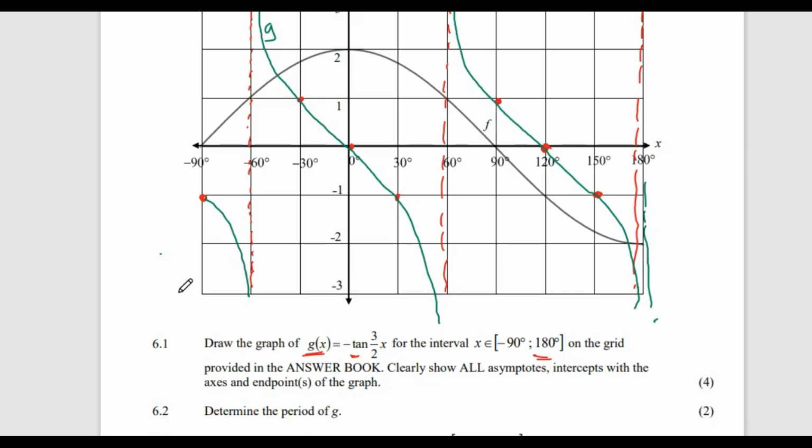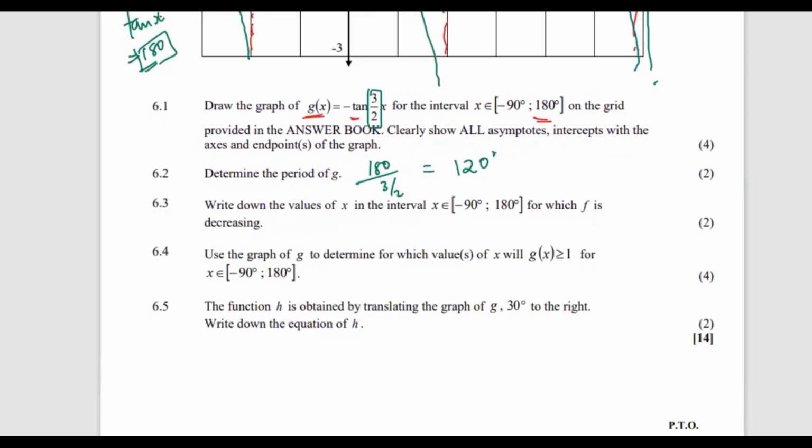Now remember, the normal period of a tan graph is 180. But the moment we have something extra there, it will affect the period. In other words, we can just divide the 180 by this. So if I get 180 divided by 3/2, it should give me 120. Is it 180 divided by 1.5? Come on, calculator. About 1.5, I'm getting 120. So my period is 120. So after 120 degrees, I should have a full graph of tan.